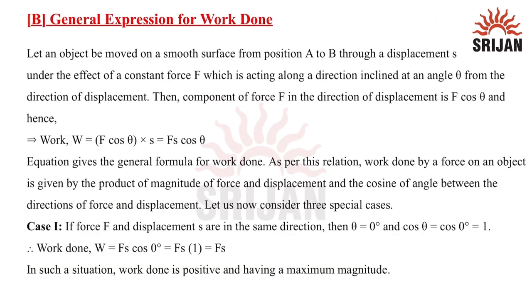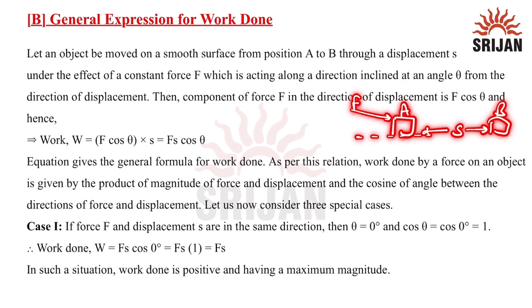Now, general expression for work done. Let an object move on a smooth surface from position A to position B covering a displacement S by a constant force F, which is acting along a direction inclined at an angle theta from the direction of displacement. So this is the force, this is the direction of displacement, and this force is at theta degrees away from the displacement. Now the component of the force which is acting in the displacement direction is F cos theta, and the component which is not acting is F sin theta.